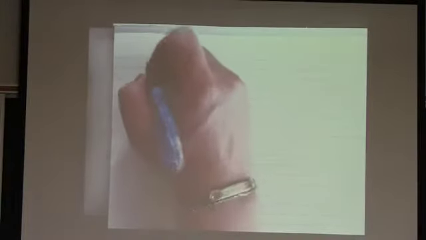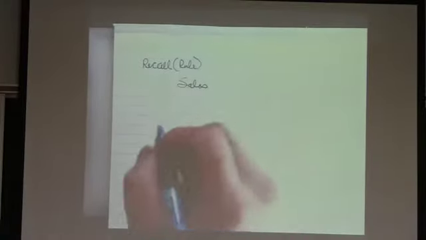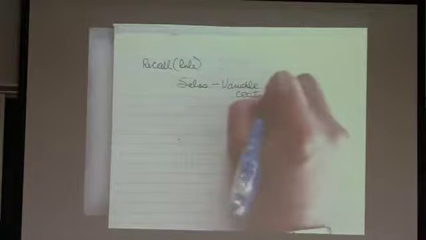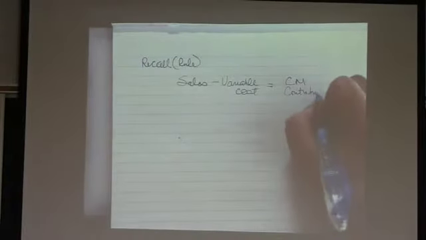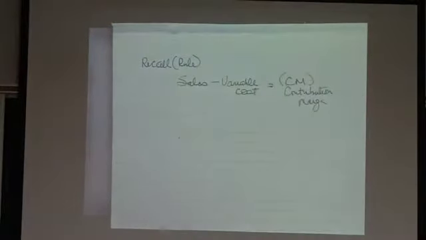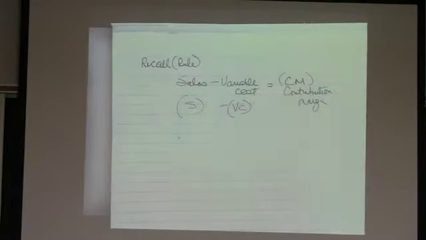So first of all, as a general rule, it's sales less variable cost to give you contribution margin. So let me just write that down. I'm going to short form this as S minus VC gives you CM.